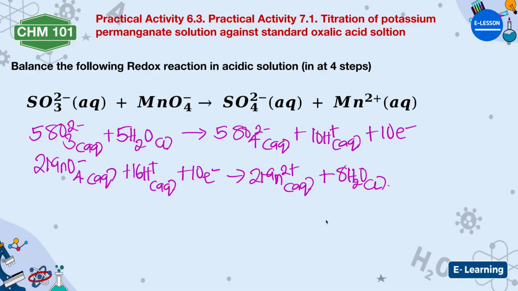Now, at this point in time, what are you now going to do? You are now going to cancel out the equations. You discover that we have 10e negative here, 10e negative here, they will cancel out. So long you have one at the left-hand side and the other one at the right-hand side, they can cancel out. So let us add the two equations, my dear student. What are you going to have? Now, look at water. How many water do you have here? 5H2O. How many water do you have here? 8H2O.